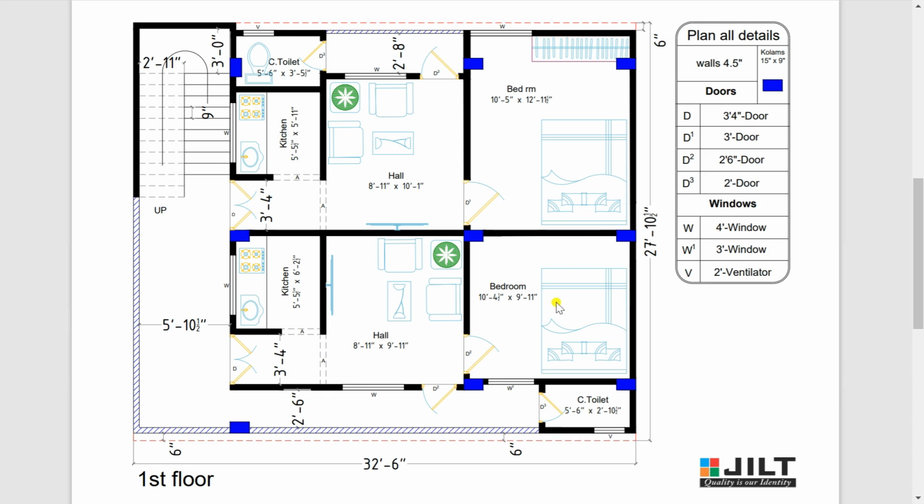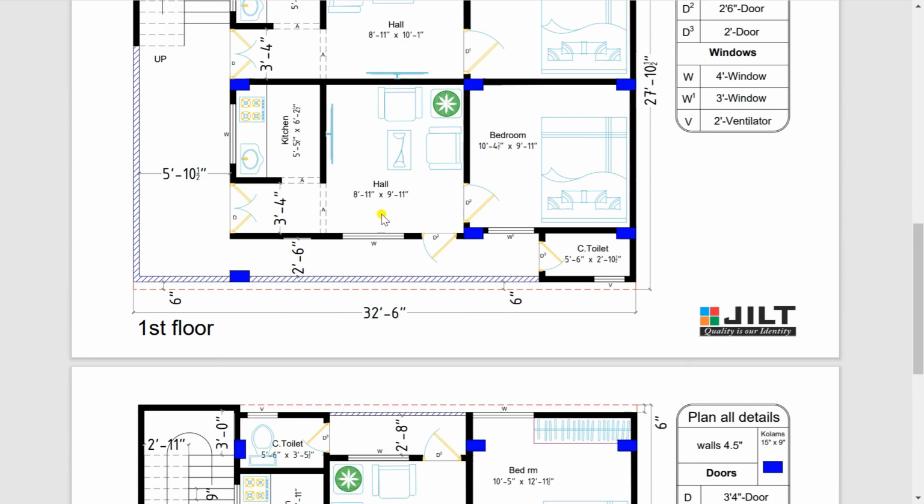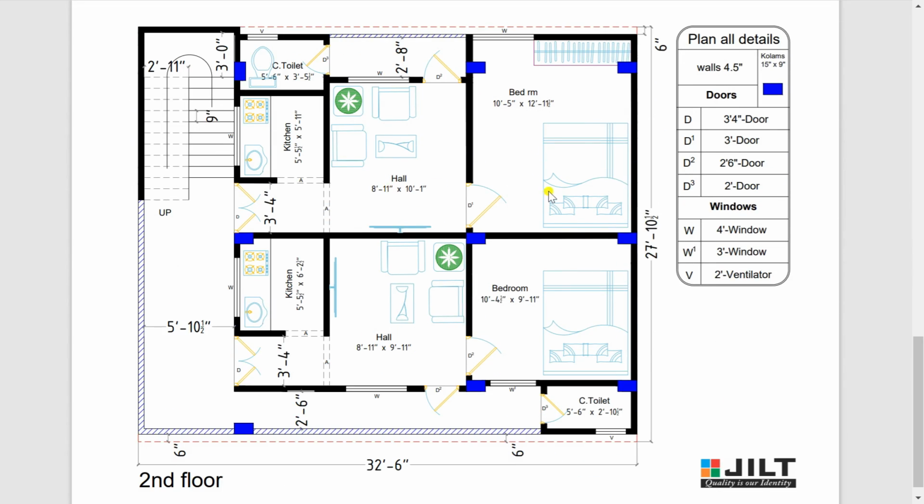From the hall I can enter the bedroom of dimension 10 feet 4.5 inches by 9 feet 11 inches. So this is a first floor plan with two portions. One portion consists of one bedroom, hall and kitchen. This is a very comfortable plan. Similar to this plan, the second floor also has the same dimensions. This is the staircase provided and all the dimensions are similar to the first floor.